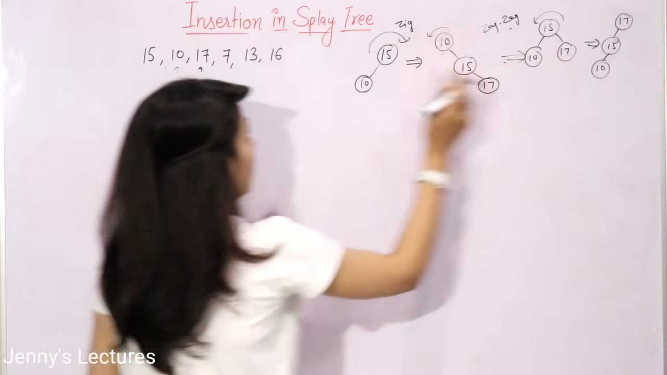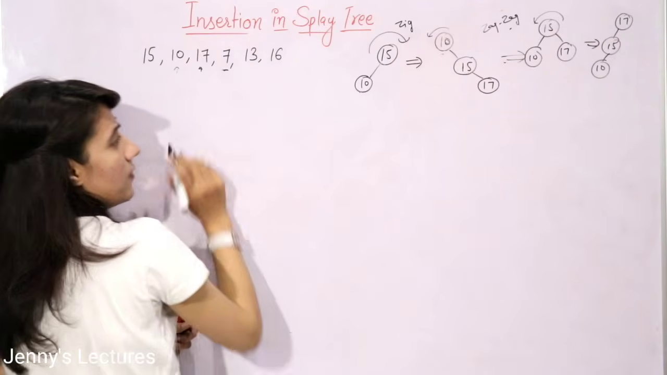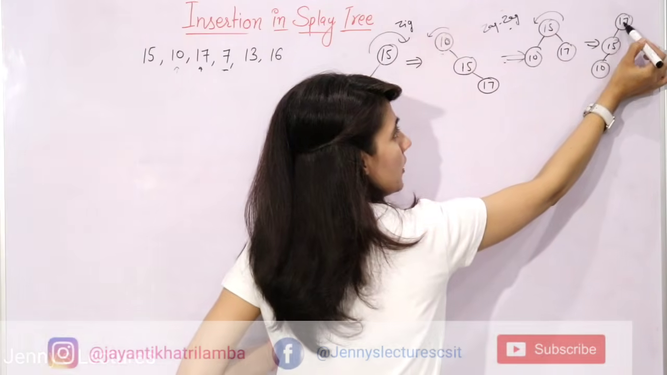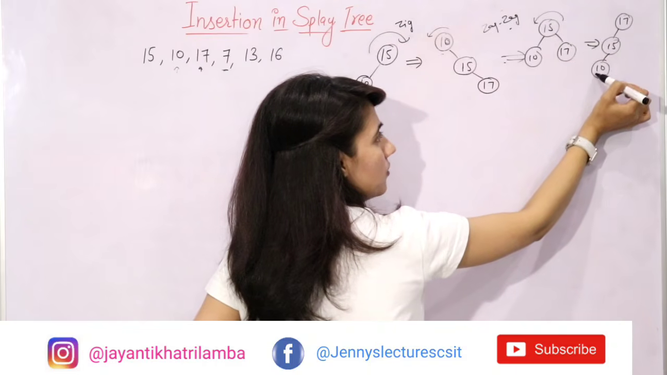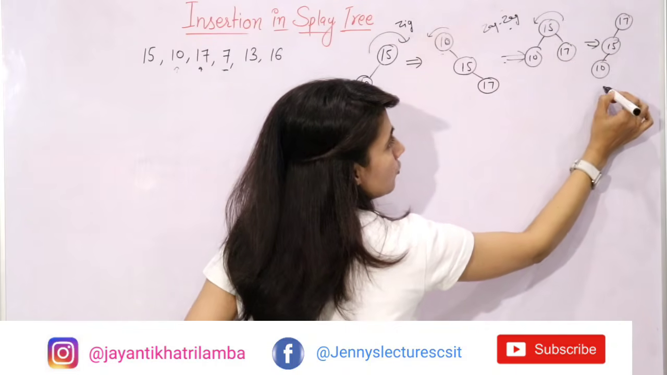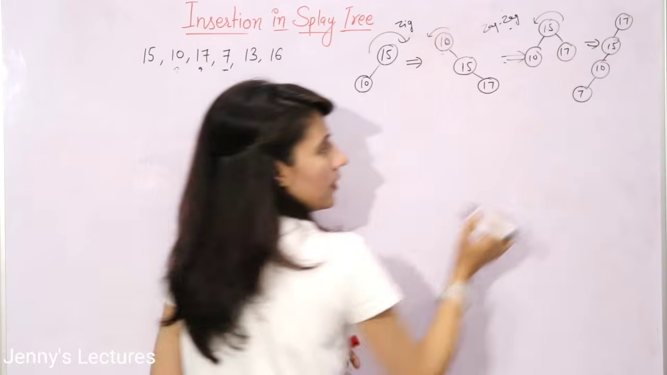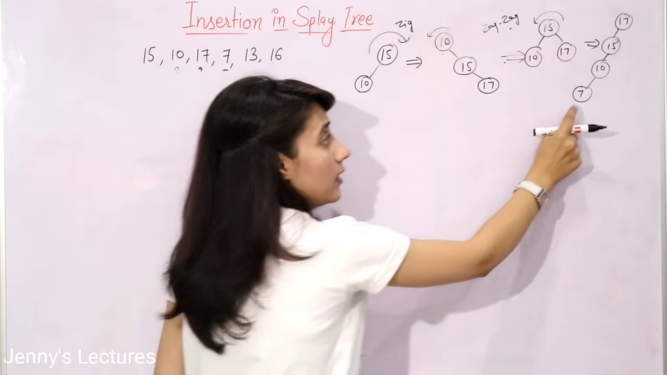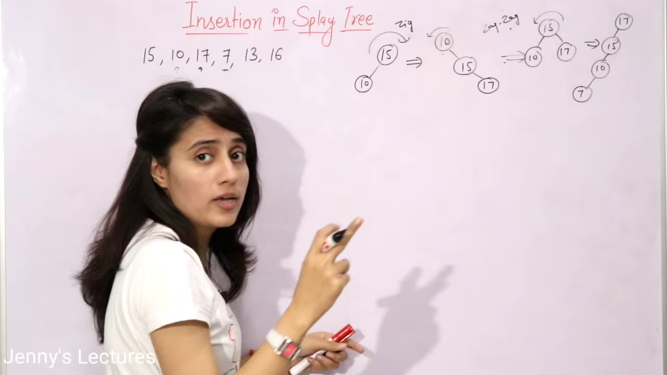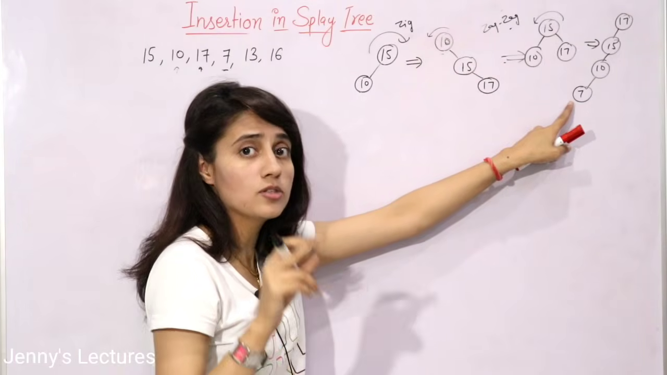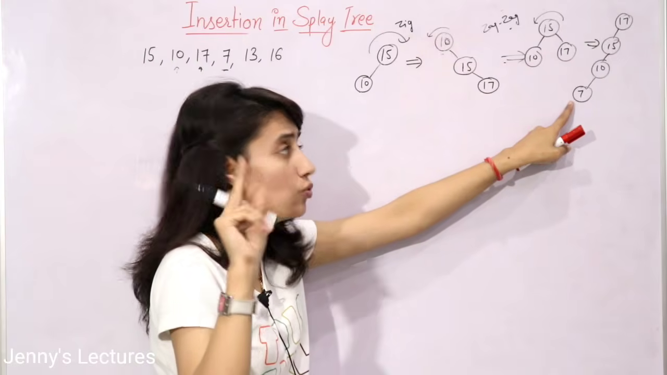Now this is the tree. Here you will insert 7. How will you insert 7? Compare with 17: less than 17, less than 15, less than 10. So here we insert 7. Now splay the tree, splay this 7, right? Because you need to make 7 the root of the tree.